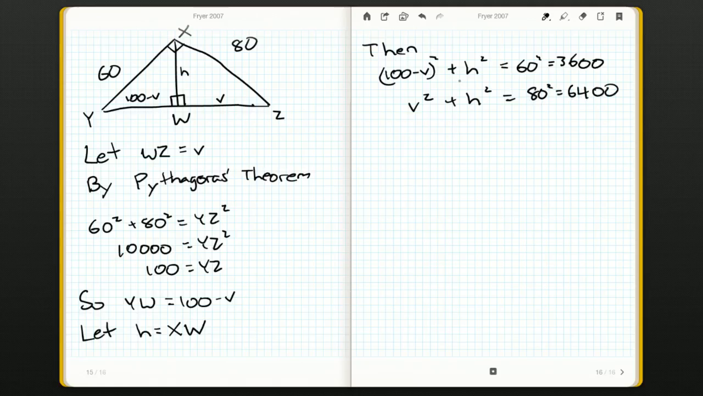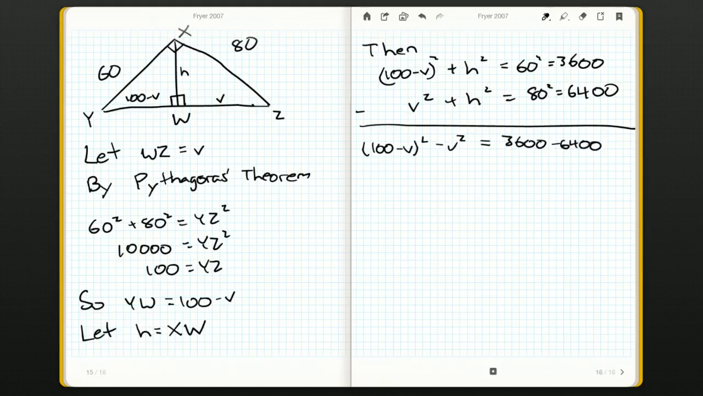So one thing we could do is take the top equation and subtract off the bottom equation. That'll just leave us with something in terms of V and some numbers. So (100 minus V) squared, these two guys cancel each other out. That's going to be 3,600 minus 6,400. Probably should have done this the other way around if we'd been thinking ahead, but that's okay. Still valid. So that's negative 2,800.